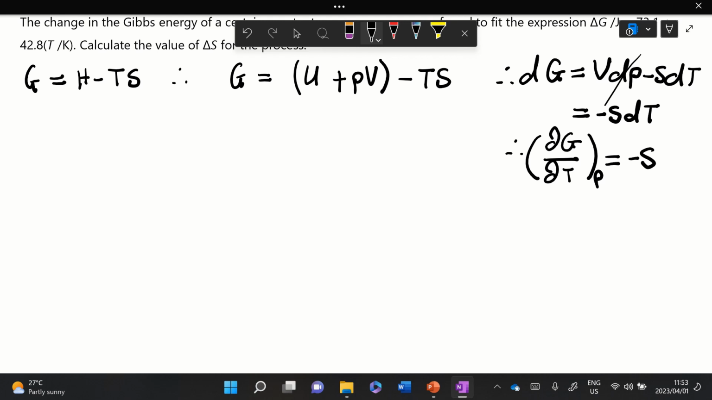But they will be available in a table at the back of your script, on your formula sheet. So you can just go look them up. You just need to know what to look for. So you're looking at constant pressure, so the P needs to be there at the bottom. And then, of course, you're looking for S on the one side. Okay. So that's what we're basically going to use.